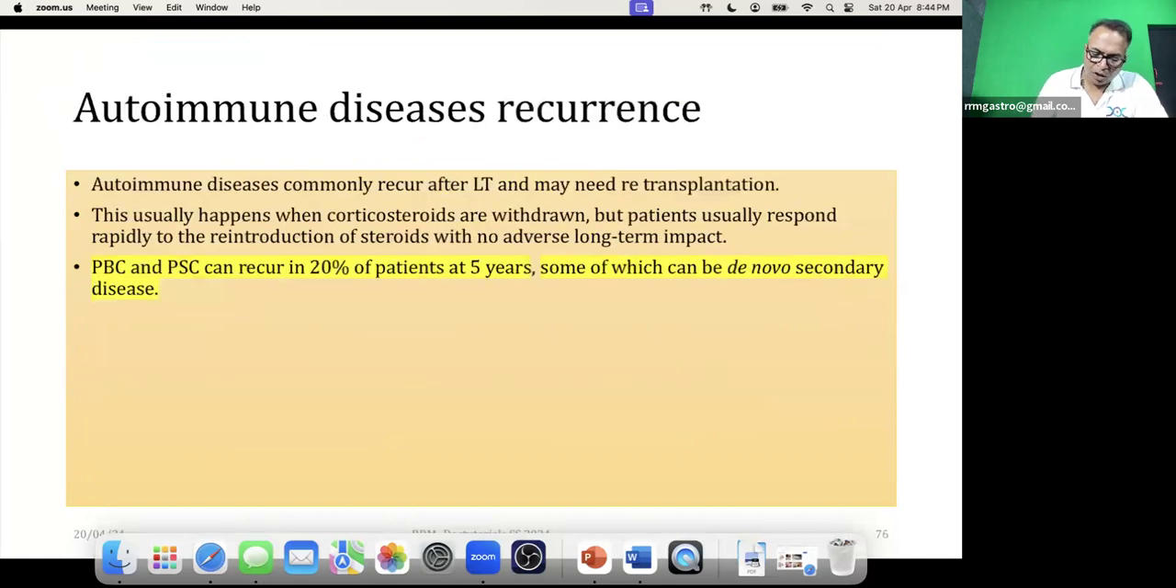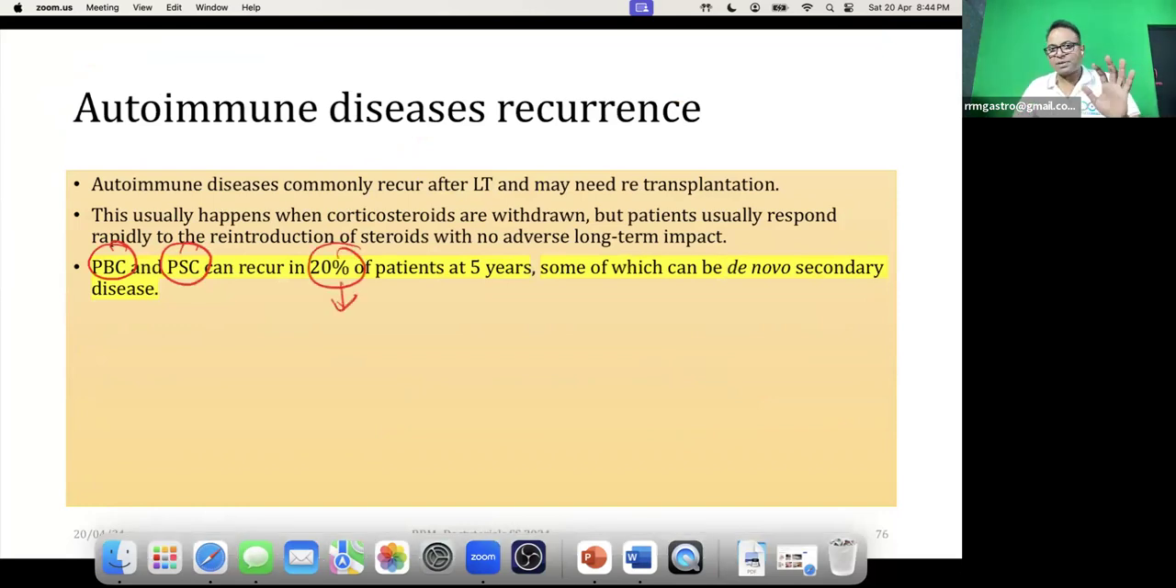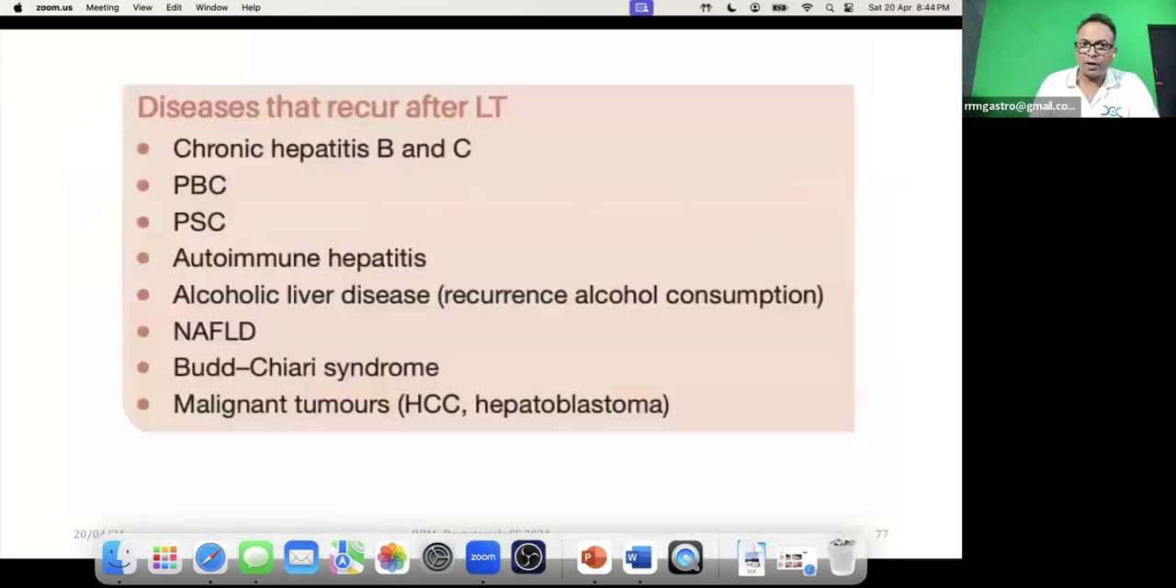Okay. Autoimmune disease recurrence. Primary biliary cholangitis and primary sclerosing cholangitis recur in 20% of the patients. So 20% of them will have a recurrence, and some of which may be a de novo secondary disease also. Some of them may be a new disease which has happened. So that is also seen in autoimmune disease.